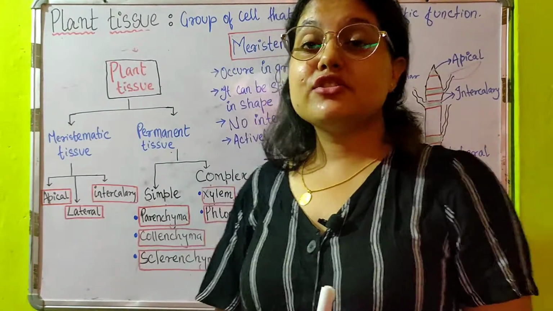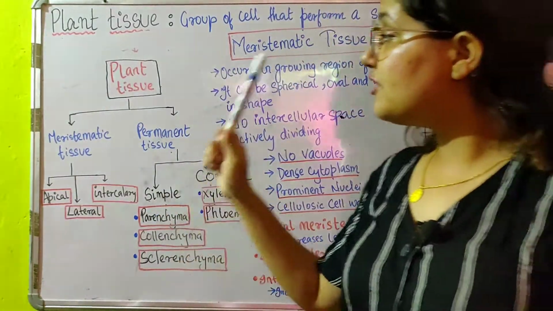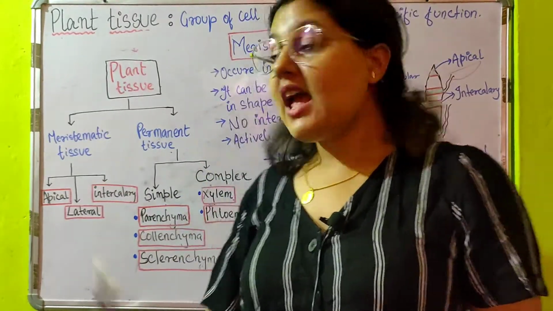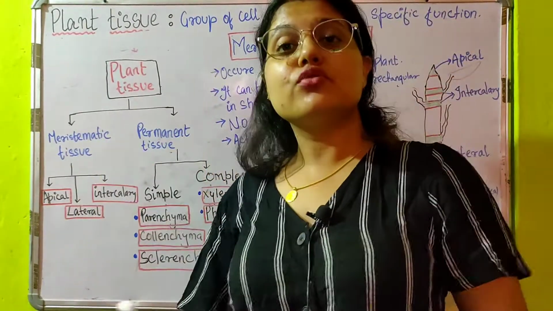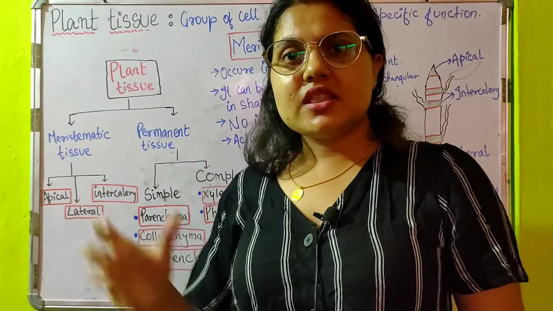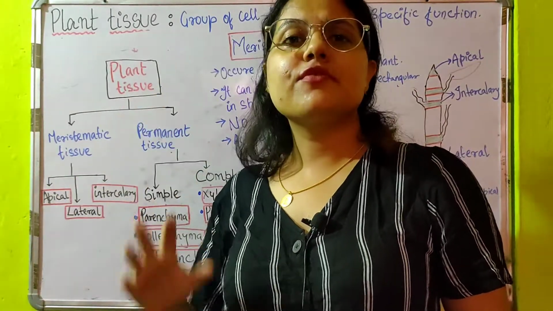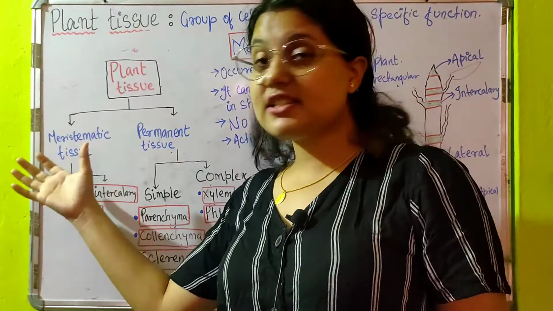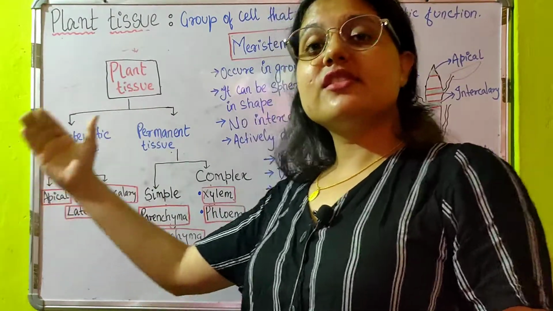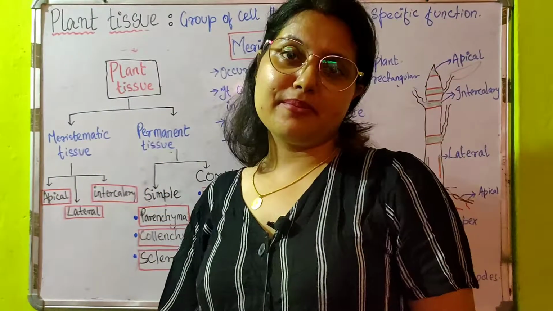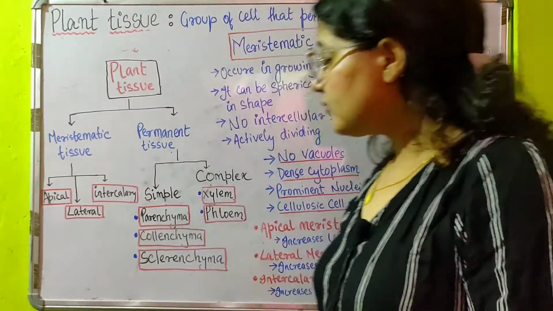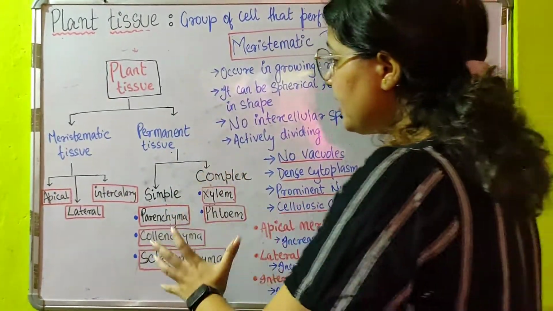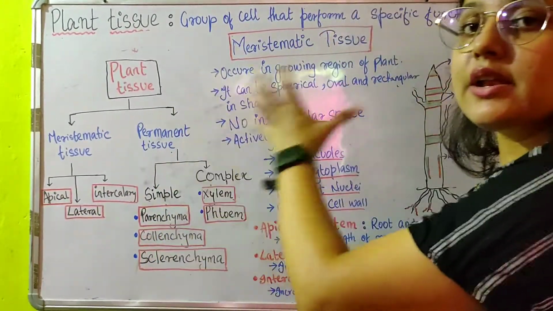Meristematic tissues are those tissues which can divide and form a permanent tissue. And the permanent tissues are those tissues which are permanent. They have attained the specific function and they will no more be changing their form, but the meristematic tissues can change themselves and form a permanent tissue. All right, now you see the three types of meristematic tissue. We'll be dealing with the permanent tissue in the next video.